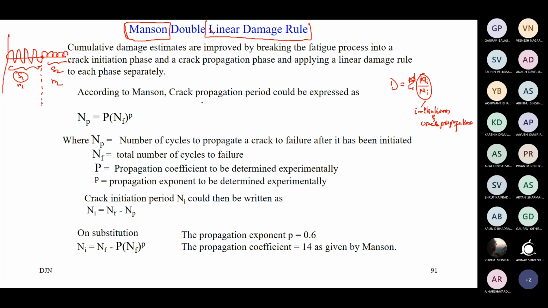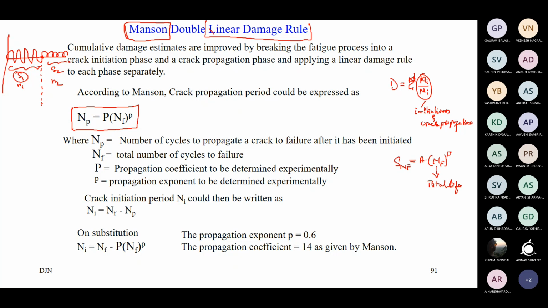So according to Manson, from the many experiments he conducted, crack propagation life is given by this particular equation. You may note that this is analogous to our Basquin equation. But this is between the cycles to propagate and the total number of cycles to failure. How many cycles are for crack propagation? So you have the Basquin equation at a defined stress value. You have material constant A, NF to the power B. So this NF, what is it? It is the total life.